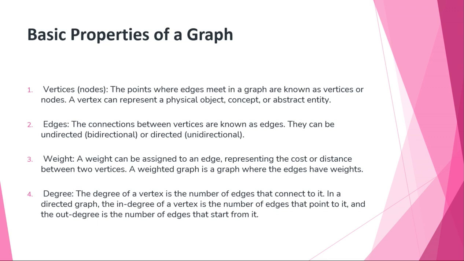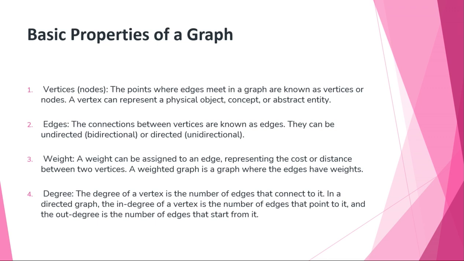Basic properties of a graph. First one is vertices, that are nodes, the points where the edges meet in a graph, known as vertices or nodes. The vertex can represent a physical object, concept, or abstract entity. Edges, the connections between the vertices, are also known as edges. They can be undirected, that means bidirectional, or directed, unidirectional.